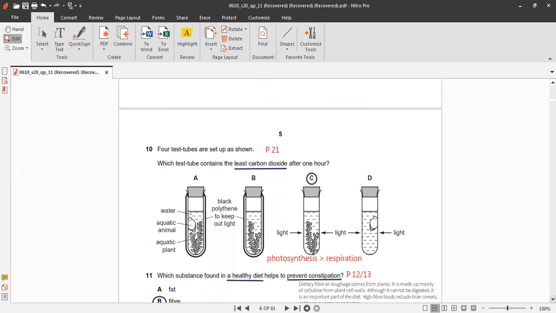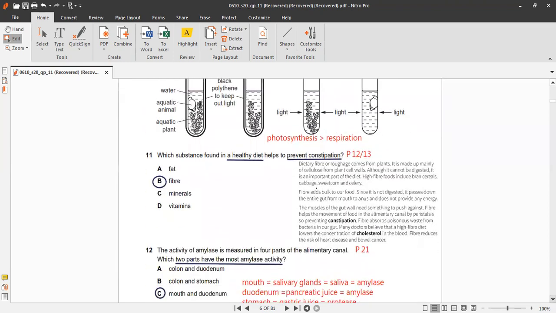The other question like this: 4 test tubes are set up as shown. Which test tube contains the least carbon dioxide after 1 hour? Yes, the correct answer is C. Because here the rate of photosynthesis is greater than the rate of respiration. Which substance found in a healthy diet helps to prevent constipation? Yes, fiber.